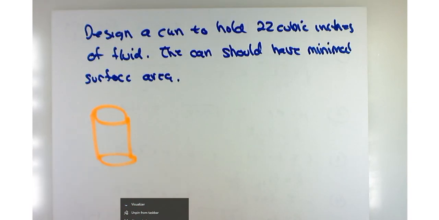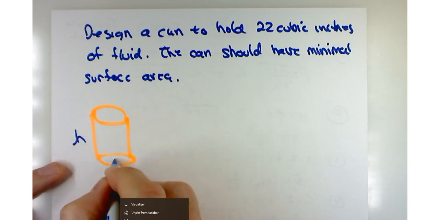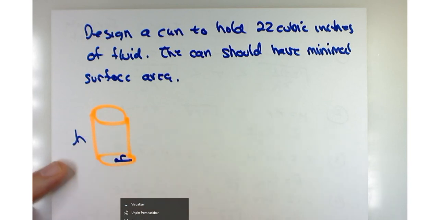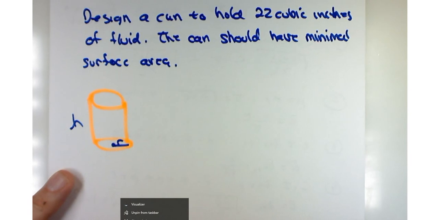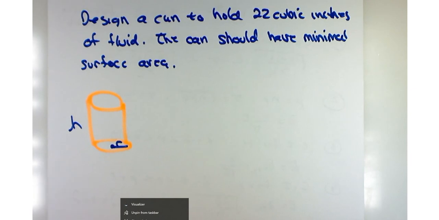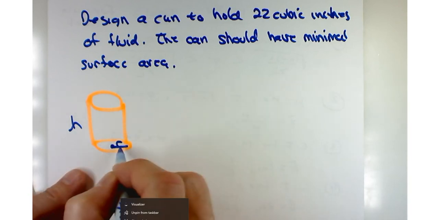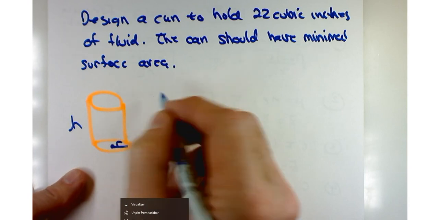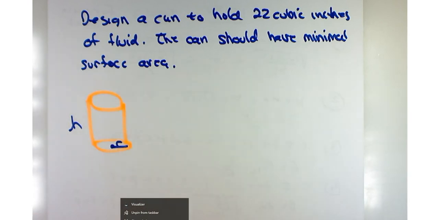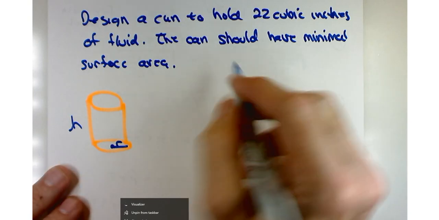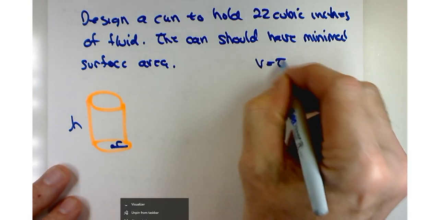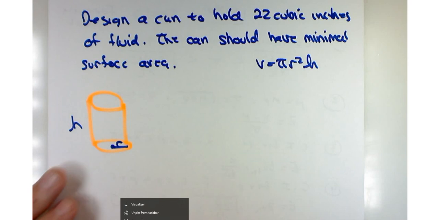So here's our can, and we don't have much to go on right now. It's some height, and it's got some radius. Does anyone remember the formula for the volume of a cylinder? We talked about this the other day. Pi r squared times height. Yeah, it's just the area of the base, which is pi r squared, times the height. So we're going to use that off to the side here. Volume equals pi r squared h. So we're going to need that.